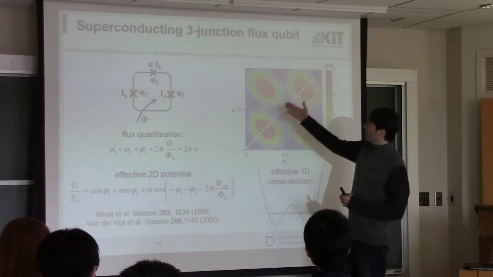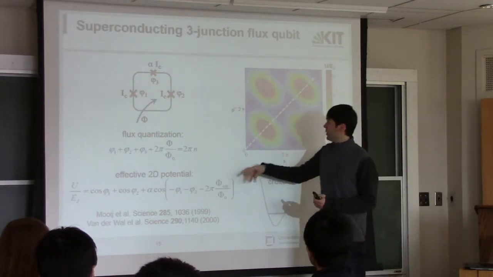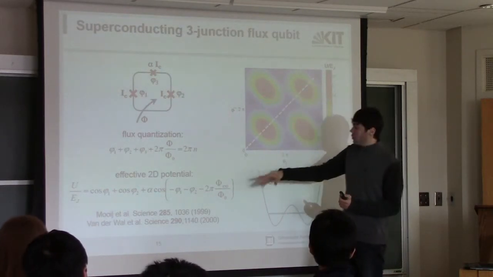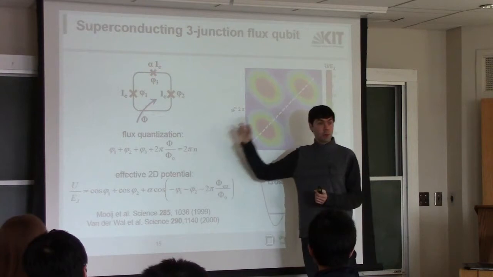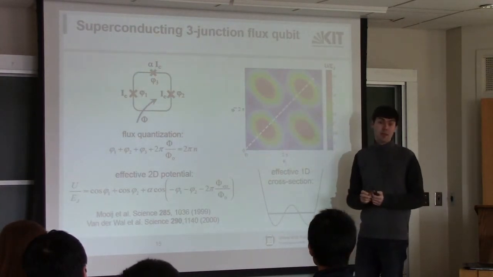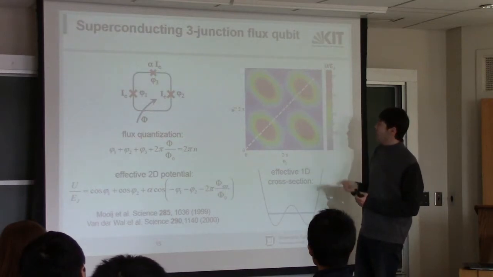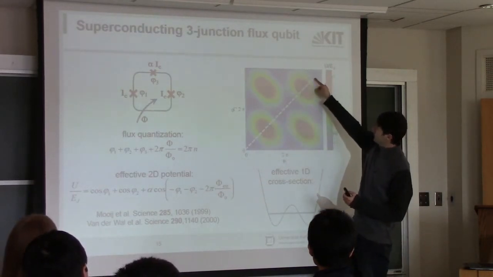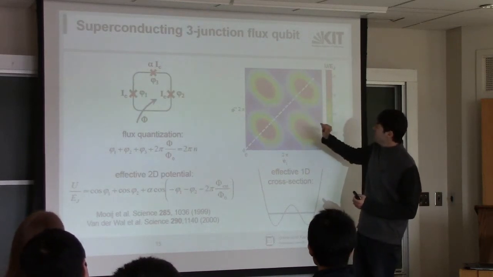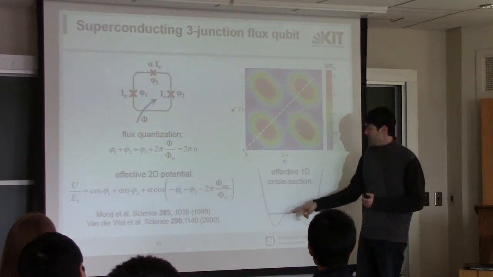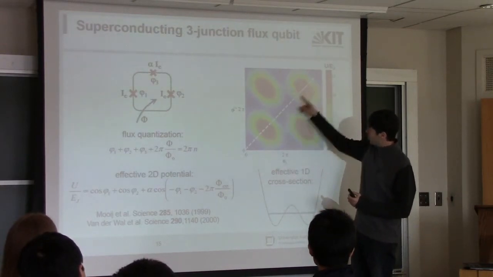So then you can plot this energy for phi 1 and phi 2. This will be a 3-dimensional map. And because you have 2 cosine functions in both directions, there will be these oscillating maxima and minima. And the way to operate this qubit is to go along this line. And along this line, you're going to have a couple of minima. So this is a cross-section along this line.